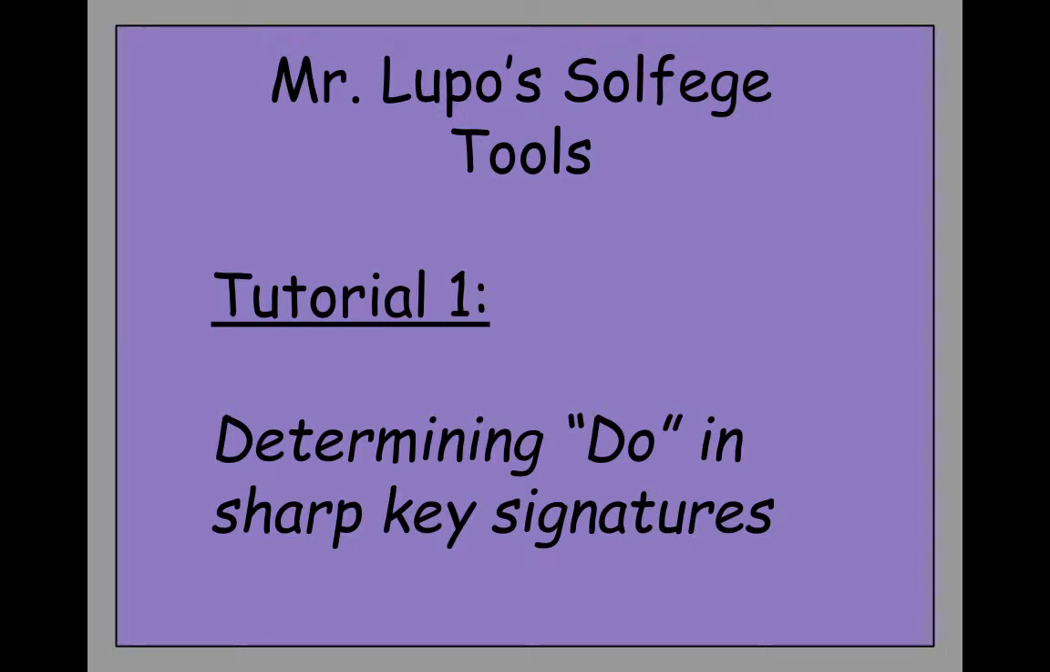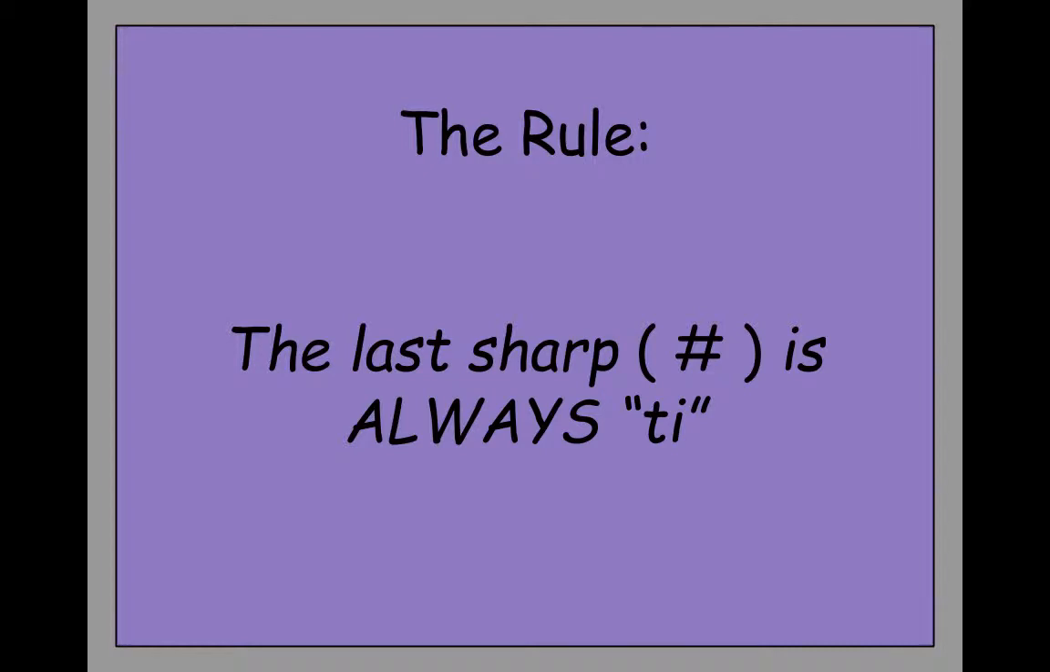Hello, having a hard time finding do? Today we're going to look at an easy way to determine do in any key signature containing sharps. Learn this simple rule and you'll be able to successfully find your starting solfege syllable in any sharp key with ease. The rule itself is actually quite simple.